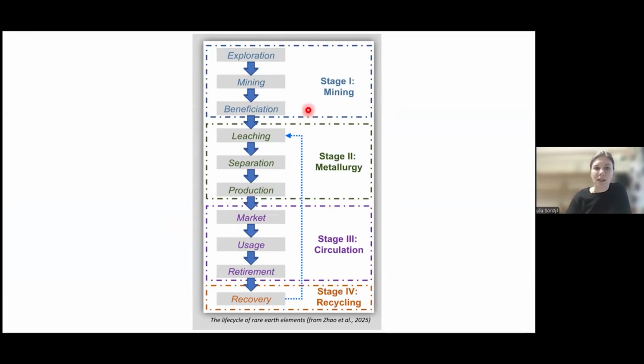I'm going to talk step by step, starting a bit with exploration and mining, then focus a bit more on beneficiation and metallurgy of Earth elements, and then we'll try to answer the question, why do we really need that? Why is so much focus put on Earth elements? Are they really so unique? What can we use them for? And then we'll touch upon recovery, or more like a target for recycling, to make this process more sustainable and more circular.